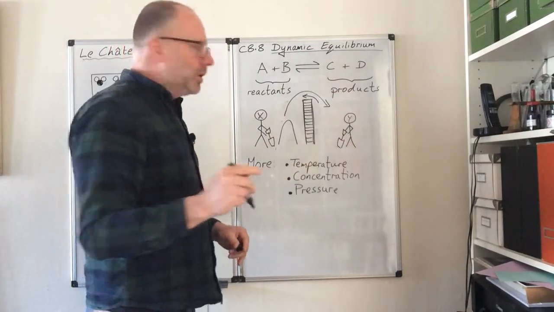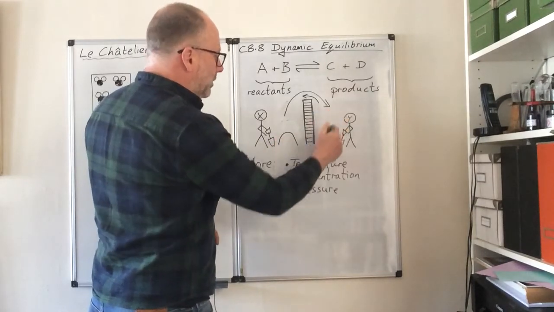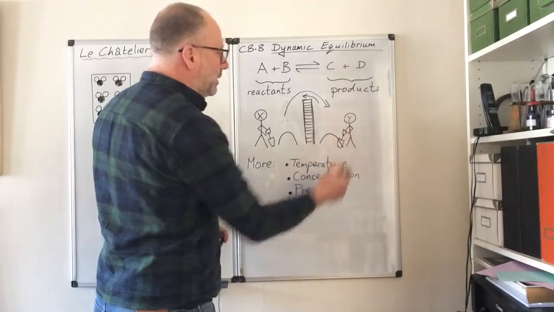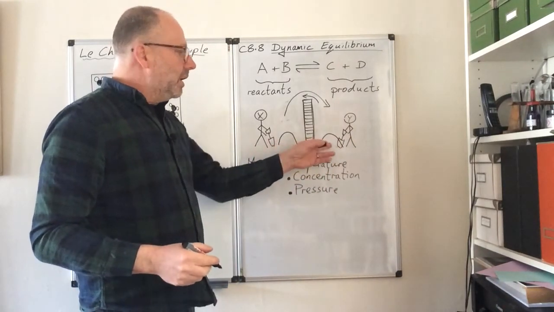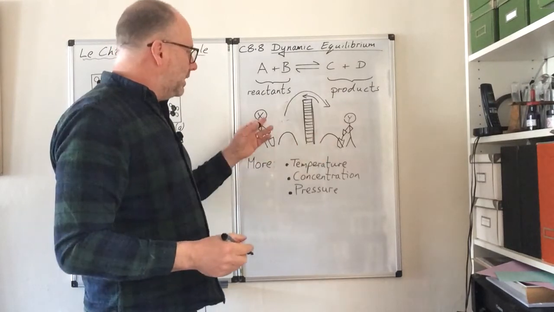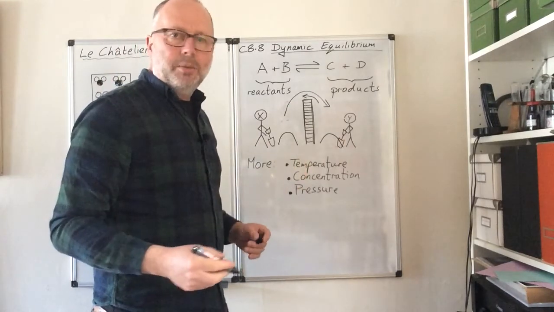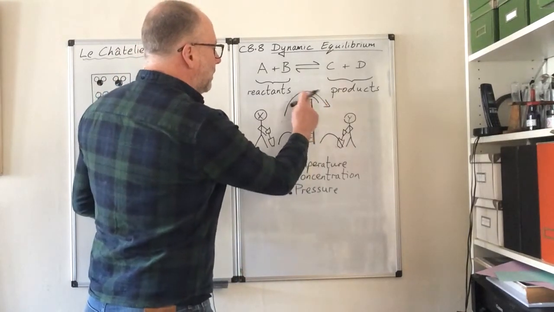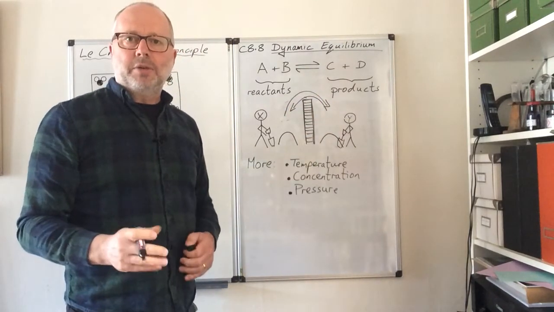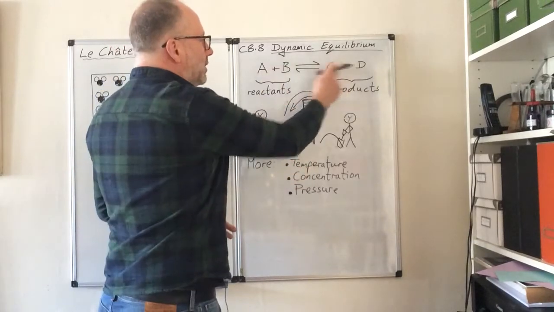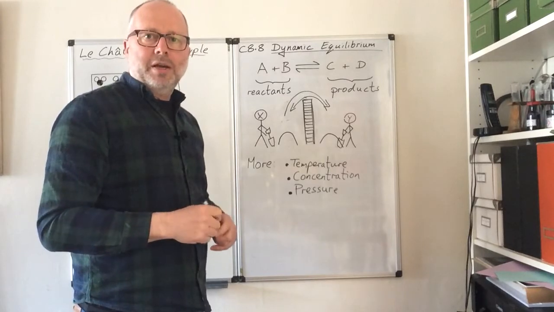Now, as time goes on, this person's pile of sand will reduce, and this person's pile of sand will increase. And then once you get to the point where the two piles of sand are the same height, assuming that these are identical people with identical shovels, then we have got what we call a point of equilibrium, where the sand going from left to right is going over at the same rate as the sand going from right to left. And so the forward reaction and the backward reaction are happening at the same rate, and this is called a point of dynamic equilibrium.